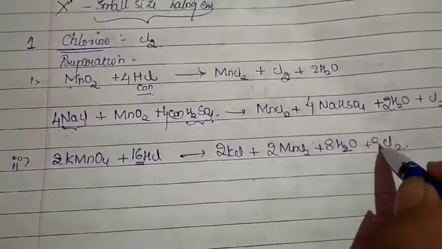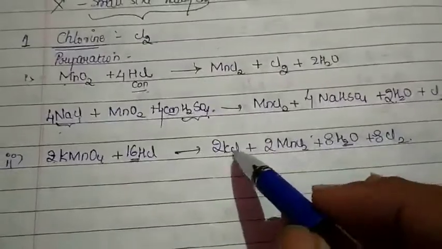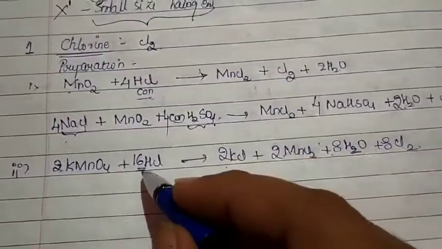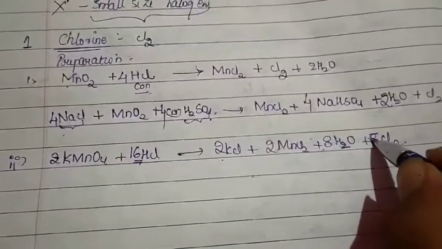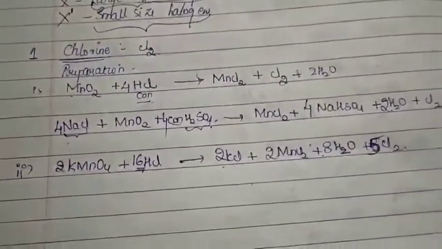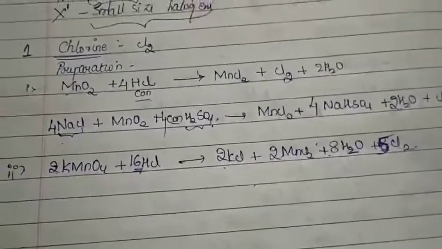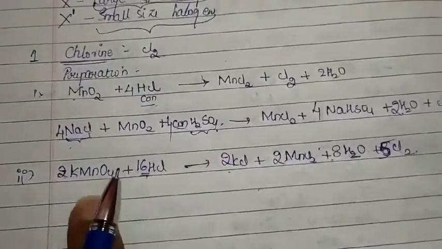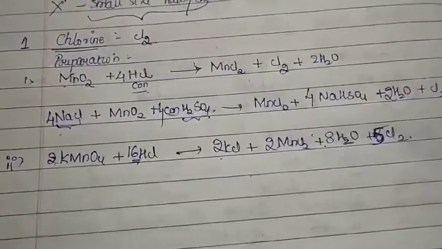What about chlorine? So here also you'll get 2 2s are 4, 5, 6. Here we require 16. So here comes 5Cl2. So this is another method of the preparation of chlorine in the laboratory by treating potassium permanganate with concentrated HCl.